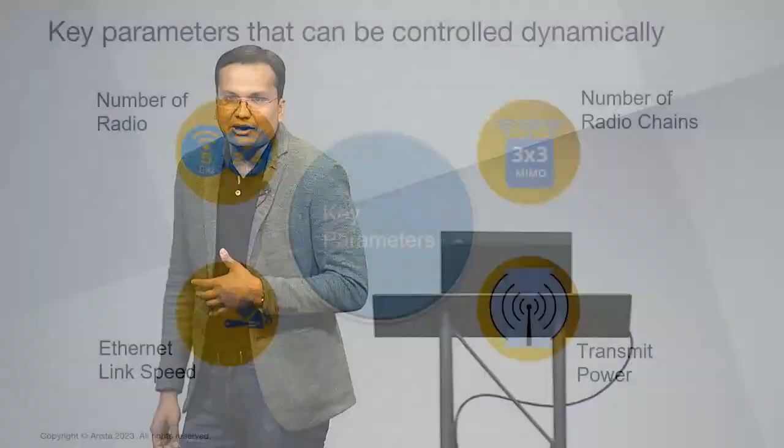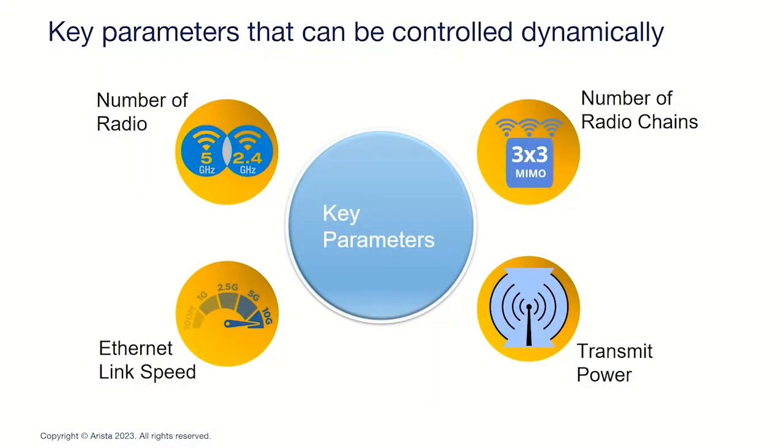But it is not easy to tweak all of them. That's where our experiment went into, figuring out which key parameters can be controlled dynamically to save power in an access point. This came up with four components: the number of radios, Ethernet link speed, the number of radio chains, and the transmit power.